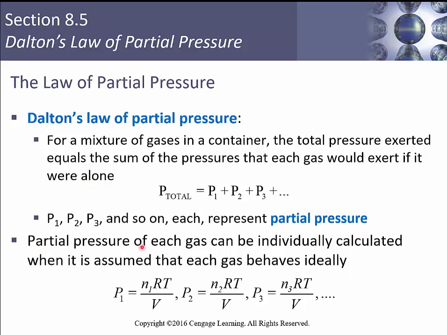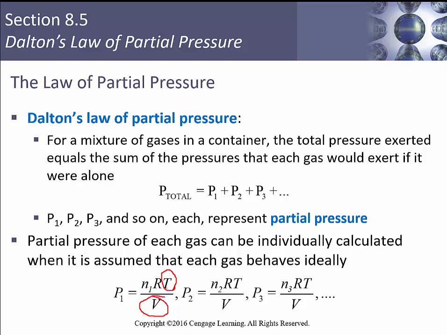Partial pressures of each gas can be individually calculated when it is assumed each gas behaves ideally. So we've got P1 equal to n1RT over V, P2 equal to n2RT over V, P3 equal to n3RT over V. Now, when we're doing this, it should become pretty easy to make some stuff drop out. If they're in the same container, volume is always going to be the same. That's why we don't have a V1, V2, V3. If they're in the same container, the temperature is going to be the same.